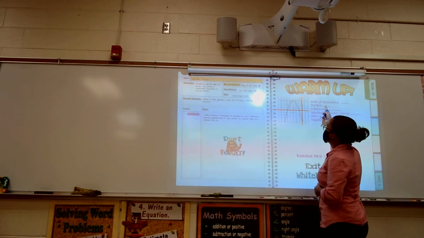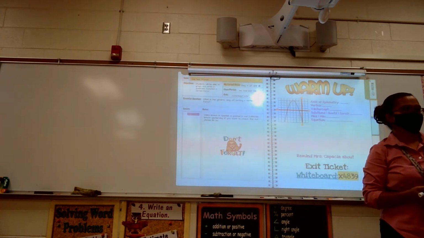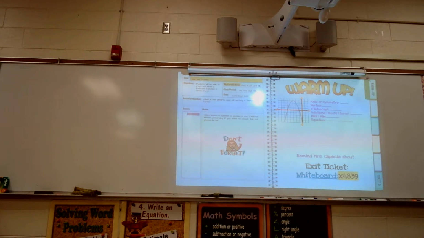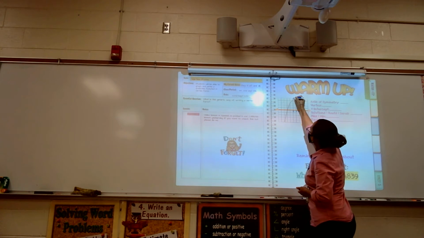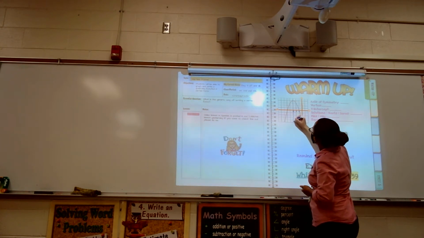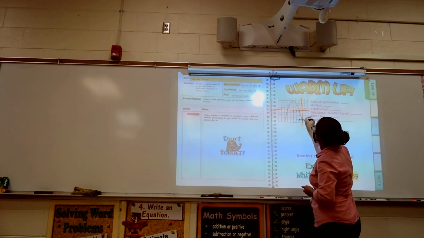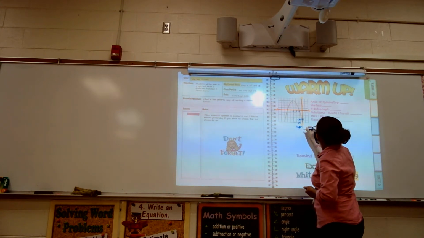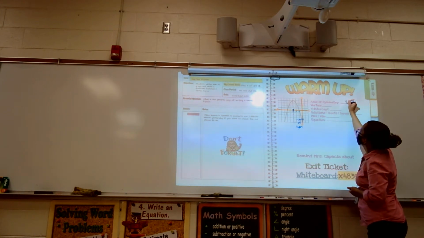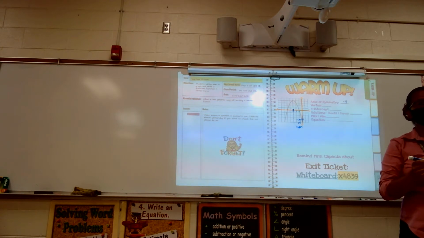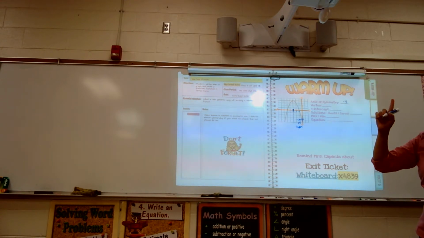Okay. What is the axis of symmetry in this graph? Axis of symmetry is the line that divides the parabola. Carter, I see that you're raising your hand. You said negative 3. Listen. So I have negative 1, negative 2, negative 3. So that's the line. That's the axis of symmetry. So that would be negative 3, right? Do you remember that from yesterday? Okay. Next.